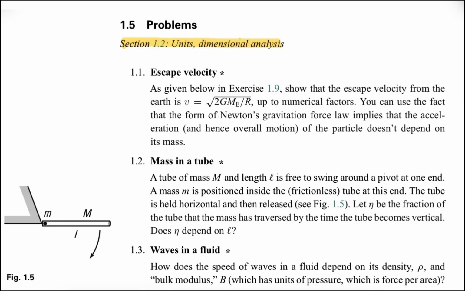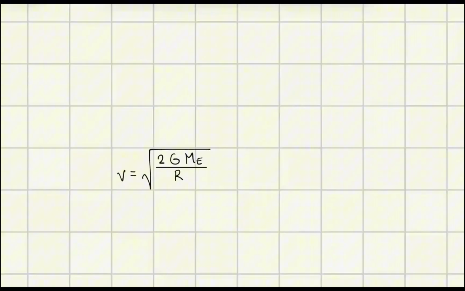1.1 Escape Velocity. As given below in Exercise 1.9, show that the escape velocity from the Earth is v equals square root of 2GM_E over R, up to numerical factors. You can use the fact that the form of Newton's gravitation force law implies that the acceleration, and hence overall motion of the particle, doesn't depend on its mass.